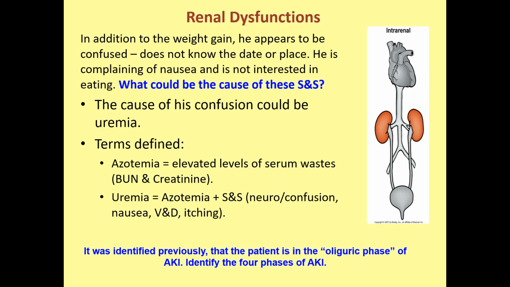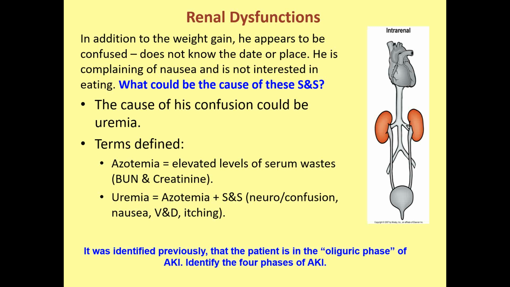In addition to the weight gain, our patient appears to be confused. He doesn't know the date or the place, and he did earlier. He's complaining of nausea. He's not interested in eating. So what could be the cause of these signs and symptoms? Well, the cause of his confusion could be uremia, another fancy term.